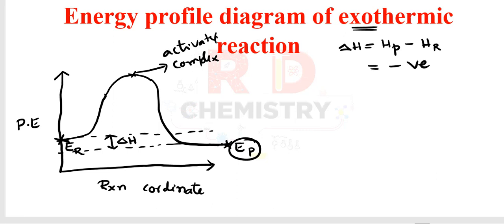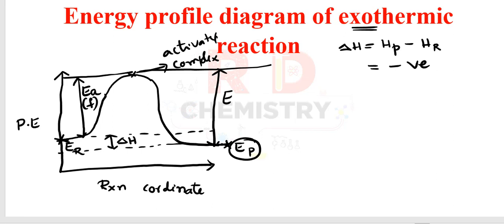Right? Now, this difference you can see here, from the reactant energy to the energy of the activated complex, this is the activation energy required. And this is for the forward reaction. See carefully. In the backward reaction, the product becomes the reactant. Therefore, this difference is called the energy of activation for the backward reaction.